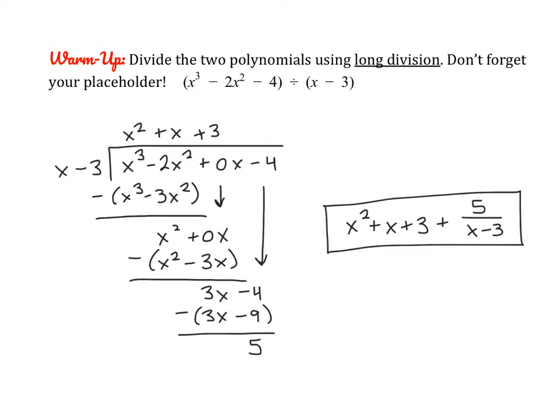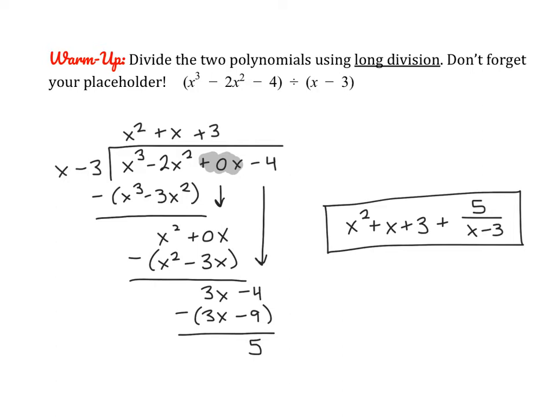So here you're asked to do long division. So here's the setup. I gave the hint, don't forget that placeholder. So that would be this placeholder for x. And the step that I always say to watch out for is that subtraction step. So for instance, right here, it's negative 2x squared minus negative 3x squared, which is positive 1x squared. Or here, it's 0x minus negative 3x, which is positive 3x. So just be careful with that subtraction step.